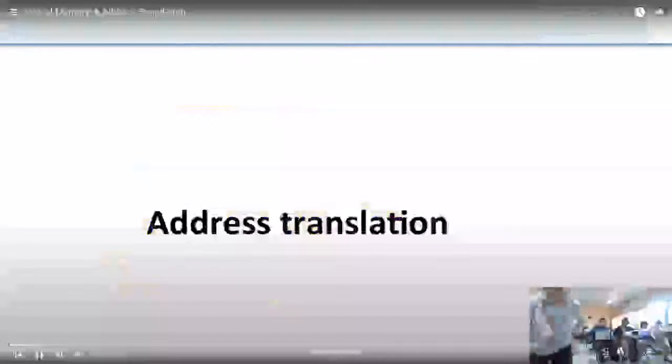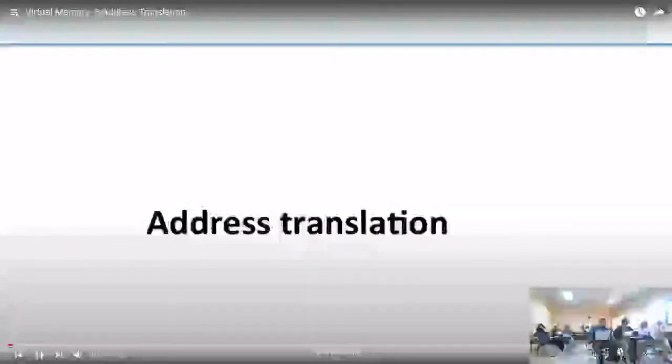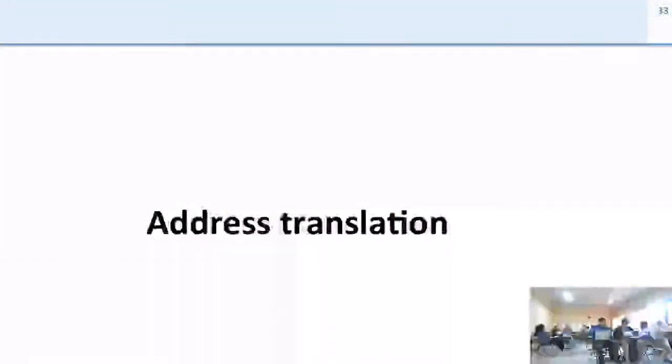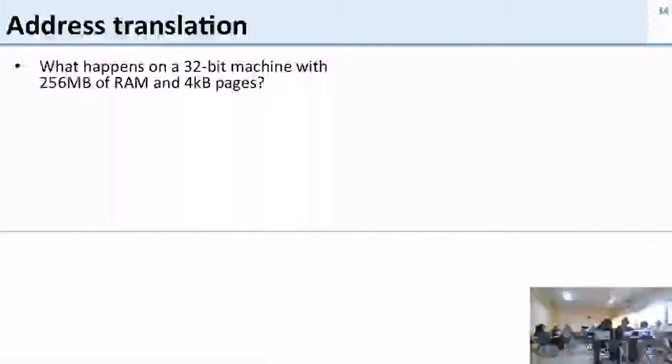So now we're going to talk about address translation. This is the details of how we take a virtual address and actually translate it using the page table map into a physical address. So what happens if we have a 32-bit machine, just like the MIPS we've been looking at, but it only has 256 megabytes of RAM, and we've got 4 kilobyte pages.